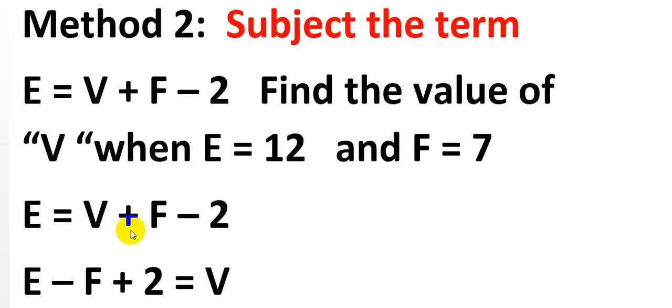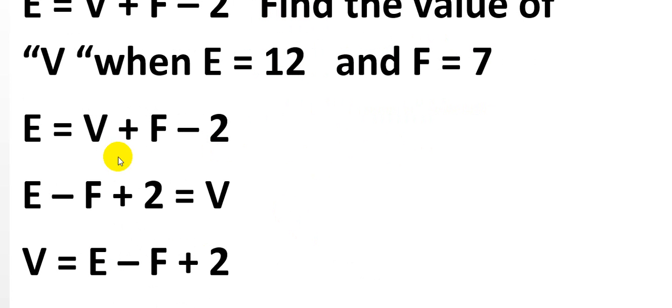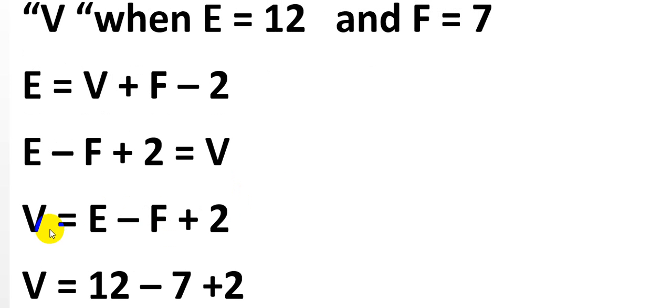So E equals V plus F minus 2. So now I'm going to subject V. That means I need to shift plus F and minus 2 to the other side of the equation. So E remains the same without any change. Plus F changes to minus F, and minus 2, when I shift to the opposite side of the equation, changes to plus 2. So the equation comes as E minus F plus 2 equals V. So V equals E minus F plus 2.